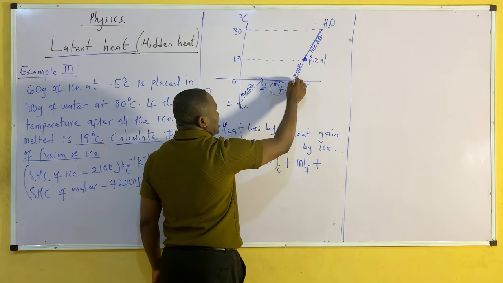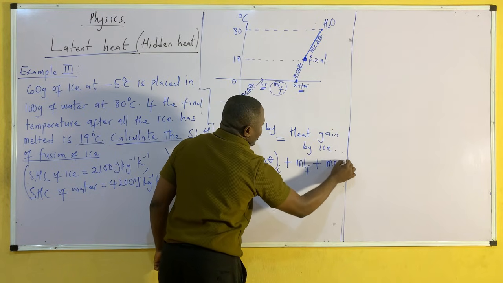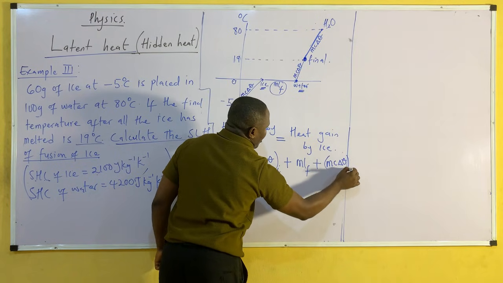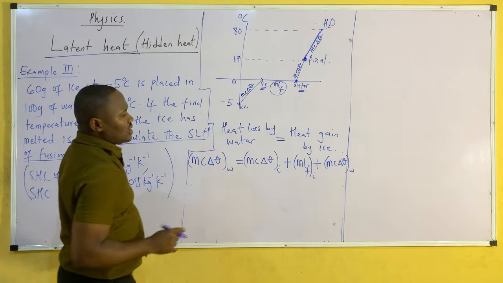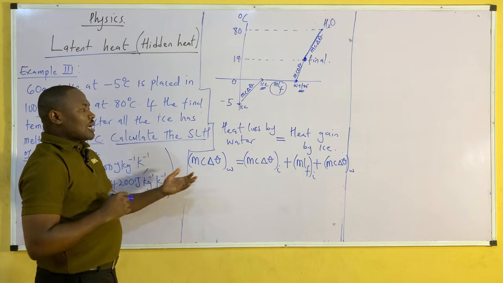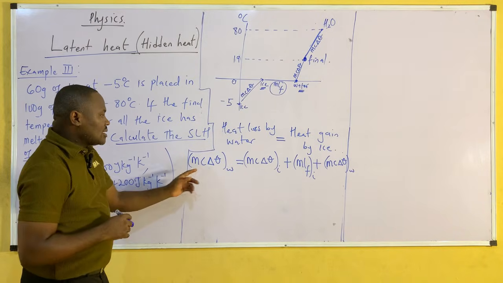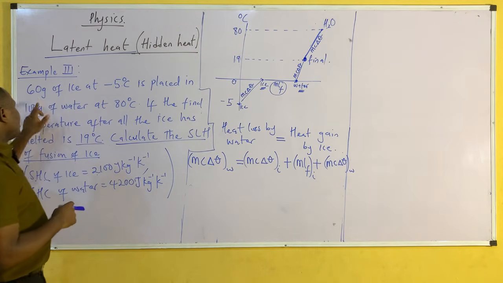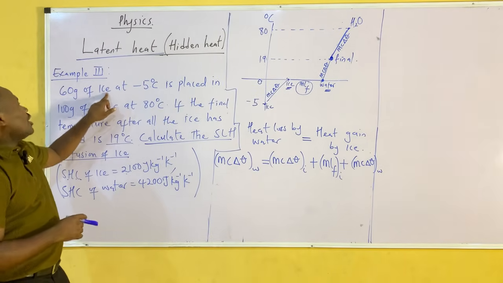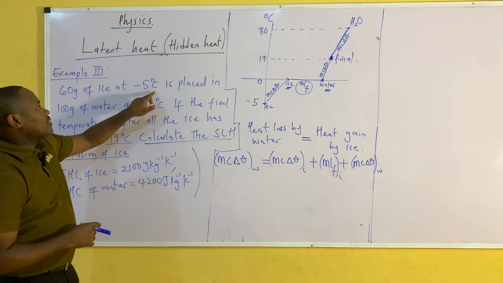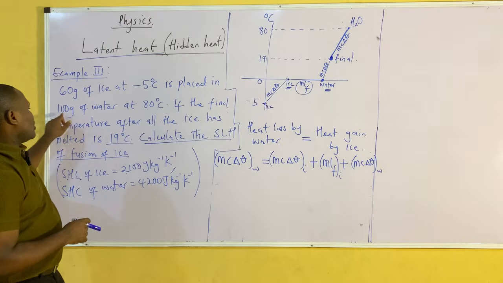From here, which is now water, to 19 is mc change in theta of water. This one is of ice. So this is the expression that will help us calculate the unknown in this question. Now, what is the mass of water? Mind you, 60 grams of ice is placed at minus 5 degrees Celsius, and is placed in 100 grams of water. So the mass of water is 100 grams.